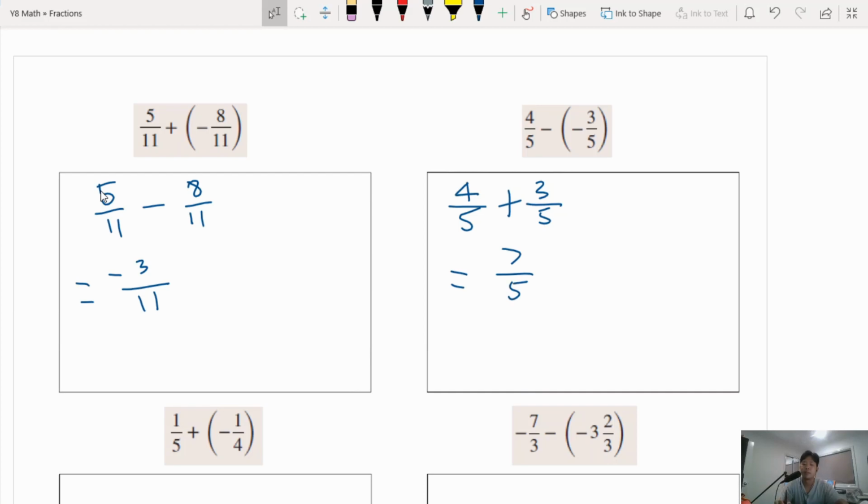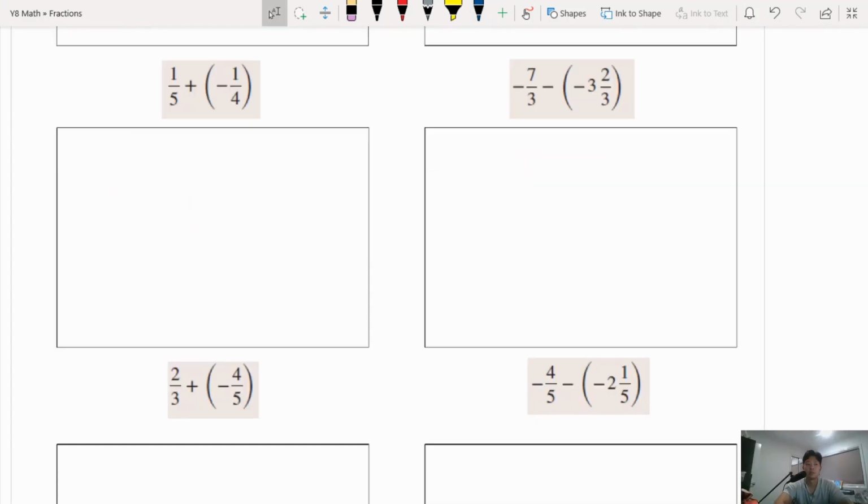And whenever you get an improper fraction, we always make it a proper fraction or simplify it, unless the question states otherwise. And this one doesn't tell us to keep it as an improper, so we will make it a proper fraction. So 5 goes into 7 once, and we have a remainder of 2, and so that will be our final answer.